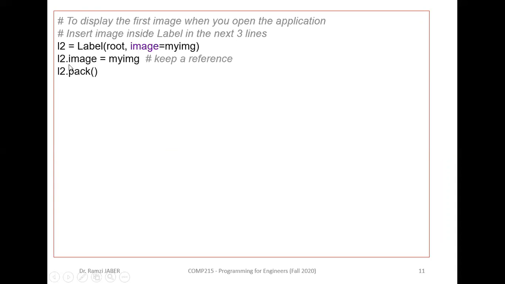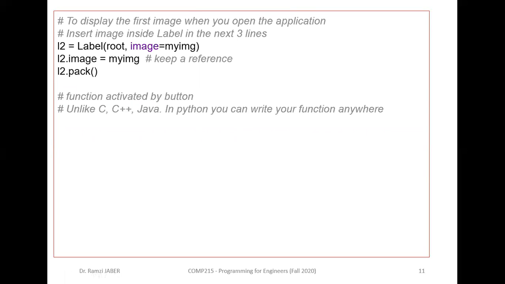Then L2.image equal my image, again, to keep the reference. Then L2.path. Now we insert this image, my image. Now we want to build a function, so that when you press the button, it selects another random image.